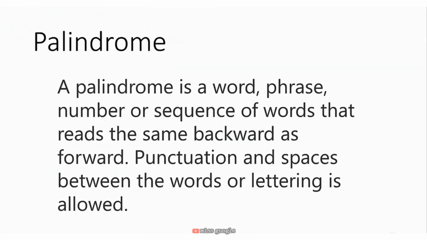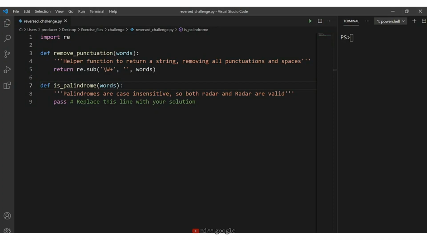In this challenge, determine if a word or a sentence of words is a palindrome. So let's define a palindrome as a word, phrase, number, or sequence of words that reads the same backwards as forwards. Now, punctuation and spaces between the words or lettering is allowed. Now, I've written a helper function called remove punctuation that removes punctuation and spaces to help you out. You don't have to use it, you can create your own solution.